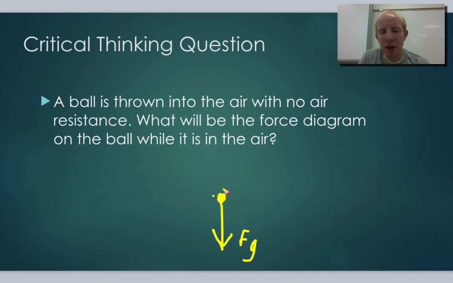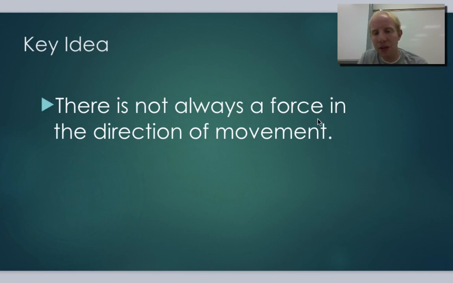But if you think about it, that baseball is going to be traveling in this direction. That's a little weird, because there's no force in that direction, which is really strange. You would think that if it's moving in that direction, there should be a force. So this leads us to a key idea: there is not always a force in the direction of movement. Just because an object's moving in a certain direction doesn't mean you need a force to go that direction. Keep that in mind as you're doing your free body diagrams.